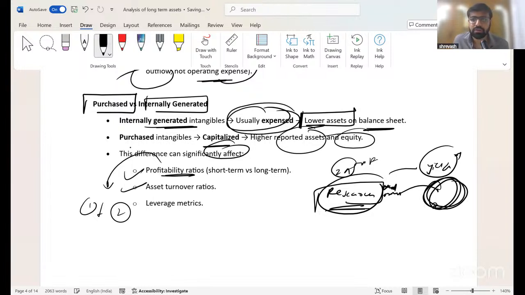Asset turnover ratio would also be affected, sir. Because why? Because my assets will be different. If it is internally generated, sir, no asset is recognized or capitalized. No intangible asset is recognized in the first place. But if it's purchased, what happens, sir? You have an intangible asset that has been recognized.